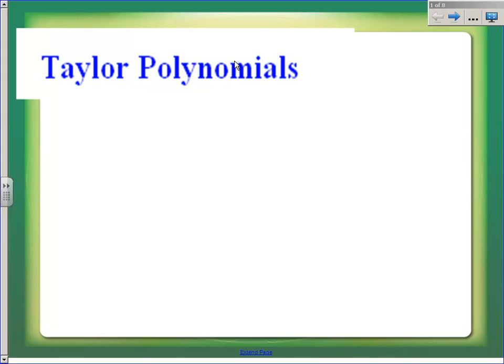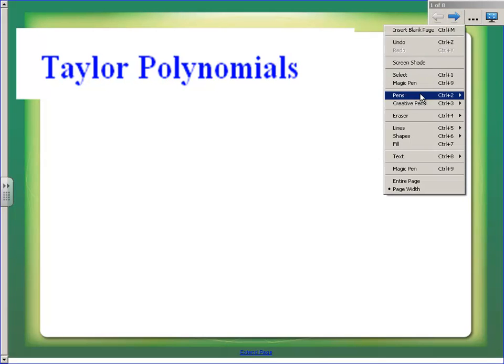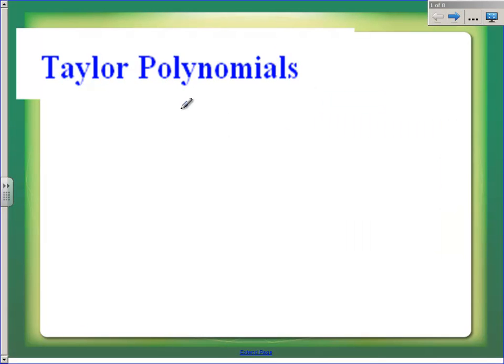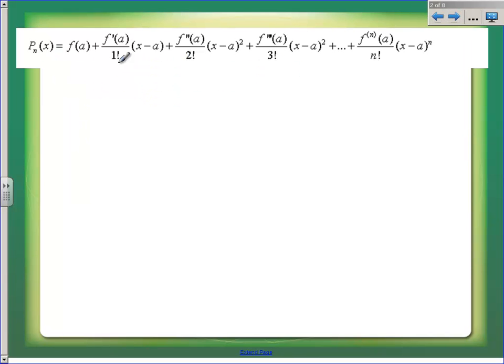So anyway, let me tell you first of all what a Taylor polynomial looks like. A Taylor polynomial is a polynomial, so you're going to have increasing powers of x. So these are going to be x's with powers on them, and they're going to be separated by plus or minus signs. So let's take a look at the general form for a Taylor polynomial.